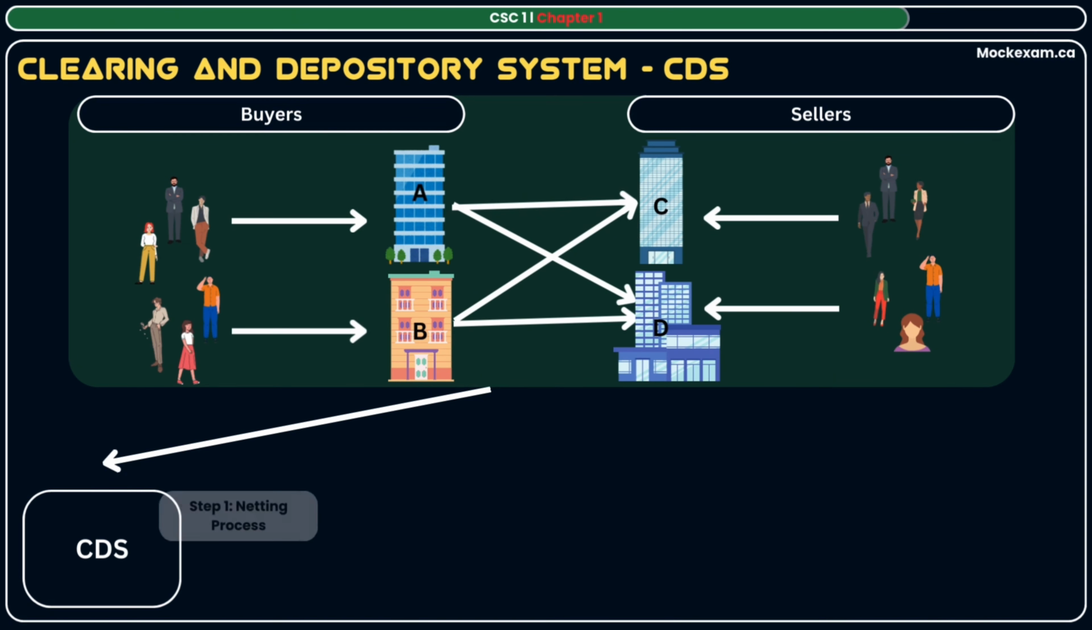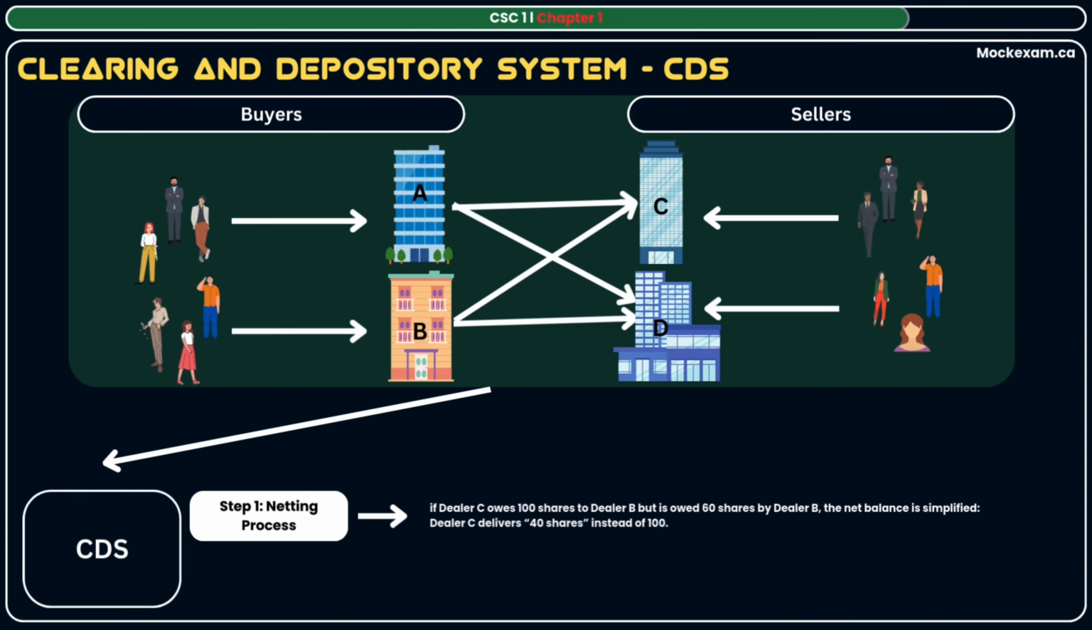There are two steps. Step number one, netting process. Imagine multiple investment dealers, like I said, trading stocks with each other all day. Instead of settling each trade individually, CDS collects all trades and calculates a net balance for each investment dealer. For example, if dealer C owes 100 shares to dealer B but is owed 60 shares by dealer B, the net balance is simplified as dealer C needs to deliver 40 shares to dealer B.